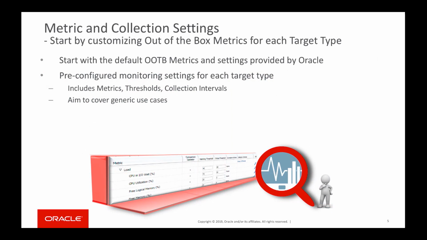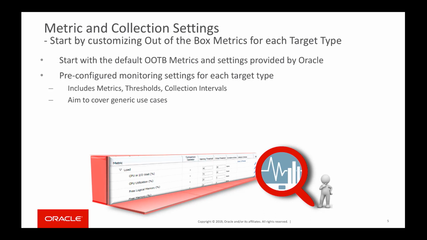Once you have Enterprise Manager set up, and you're going to start monitoring a new target type, one way to go is to look at our out-of-the-box metrics and settings. Enterprise Manager ships with pre-configured monitoring settings for each target type. This includes metric thresholds and collection timings. So when you install Enterprise Manager the first time and open the metric settings page, you will see some metrics enabled and some that already have threshold values set. These are pre-configured by Oracle.